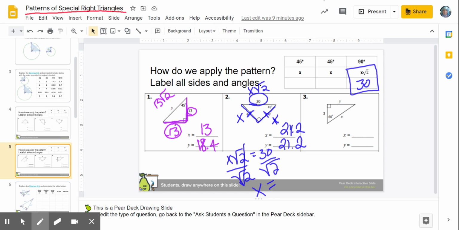Like in Desmos? I might not be understanding what you mean exactly, but if you put in that equation, x square root of 2 equals 30, and then you zoom out, that's your answer, 21.2.